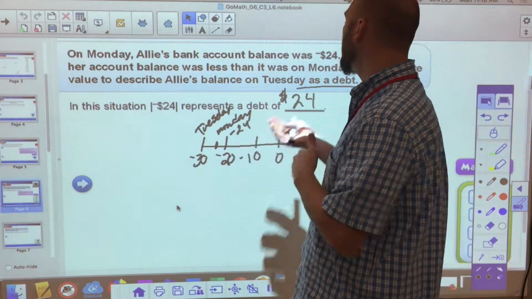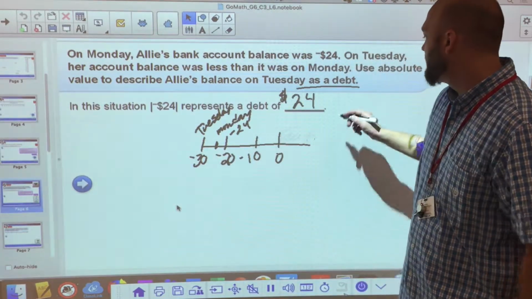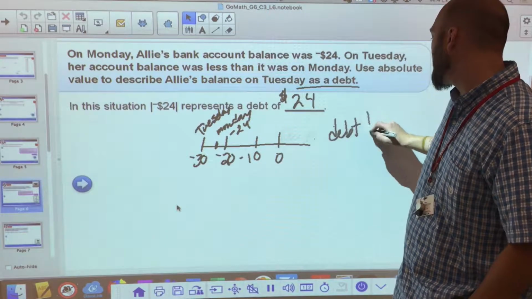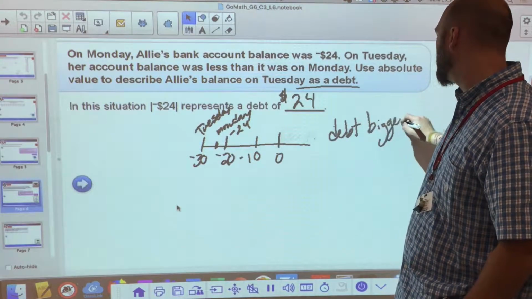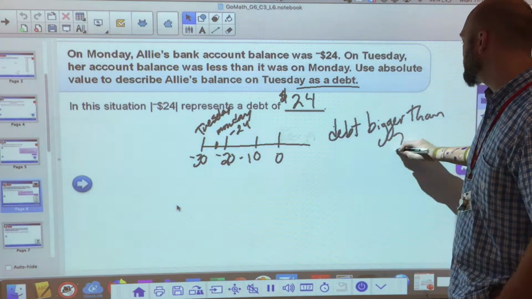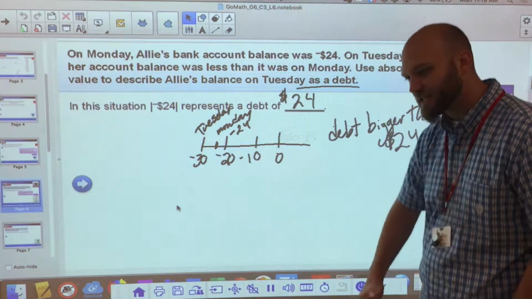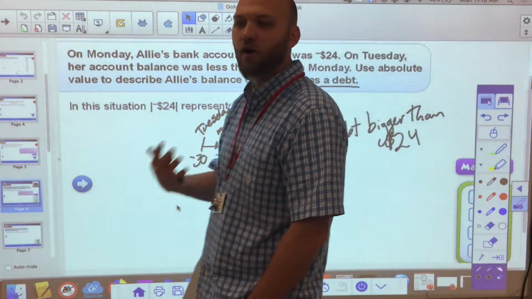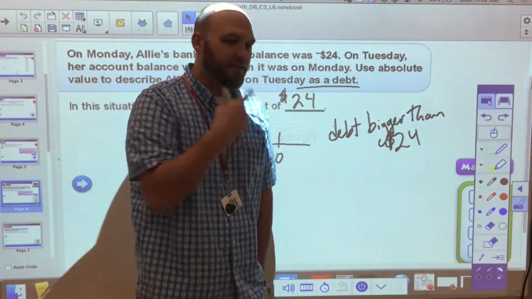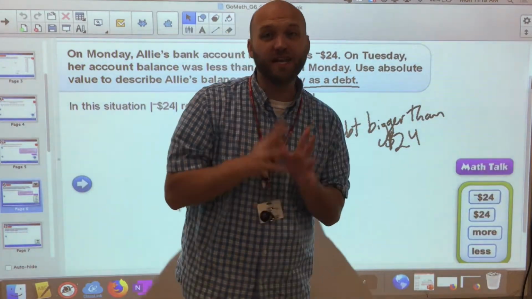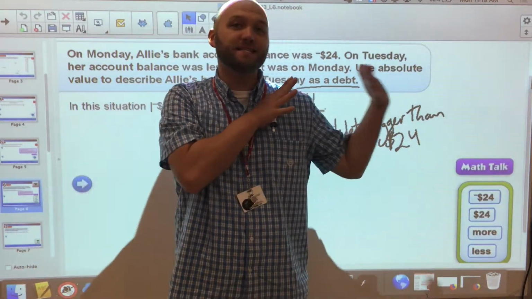So if we were talking about Tuesday as a debt, it would be a debt bigger than $24. Okay, it's a debt that's bigger than $24. So it's already telling us with debt that it's a negative number. But that $24 is expressed as an absolute value because it's the distance to 0.